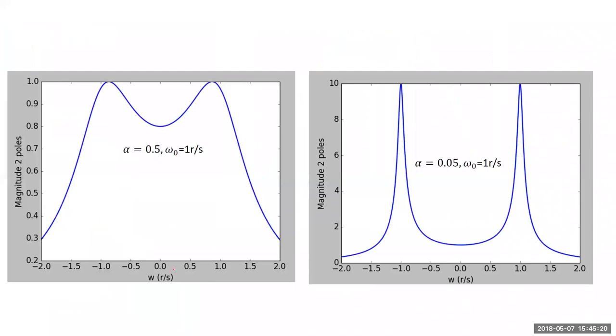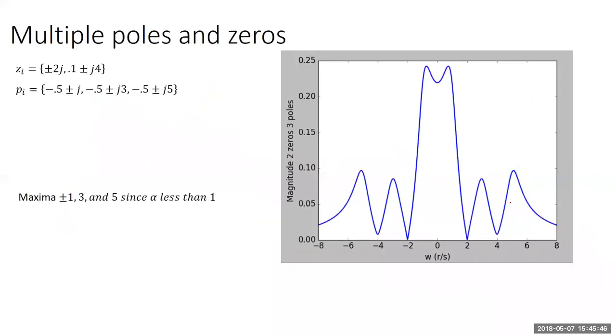But notice alpha is getting closer to the omega axis. And now it's starting to look like it's getting towards infinity. At 0.005, you're seeing that resonant peak. Remember, the Bode plot is just this part, and you scale this logarithmically and take the dB gain.